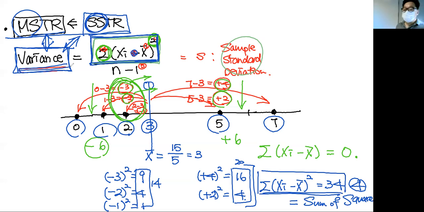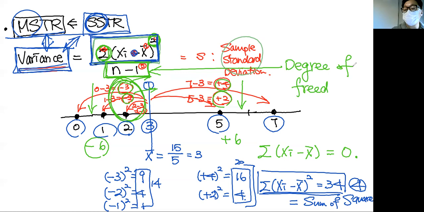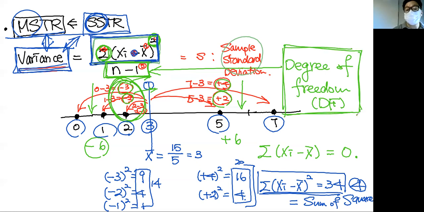When we took the variance, we took not only the sum of square, but the main part was the denominator, n minus 1. Can you remember what the name of the n minus 1 was? It had the name degree of freedom. Simply, I can say it's DF.